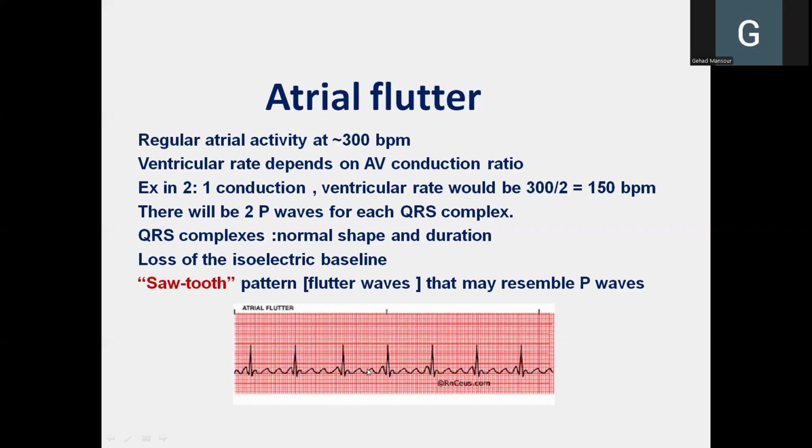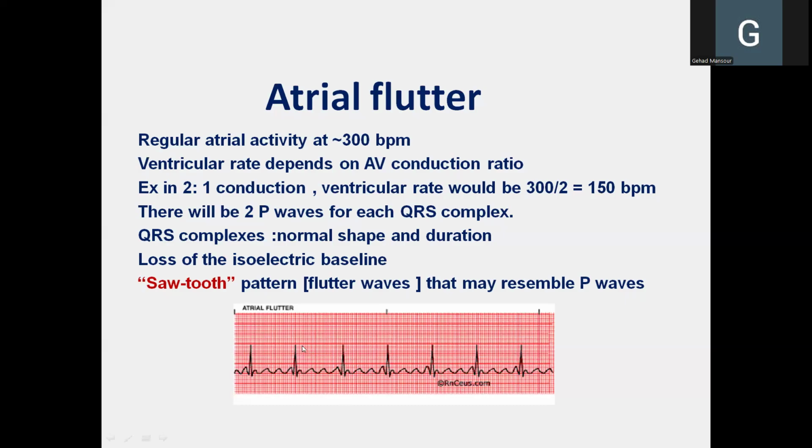So if we consider the five small squares as one big square, then in order to calculate the rate, we would divide 300 by 1, which is the number of big waves, and it is 300. So the atrial rate, according to this, is 300.